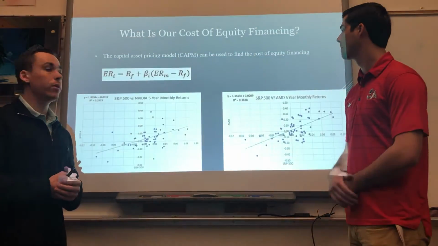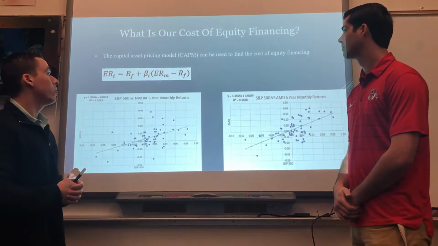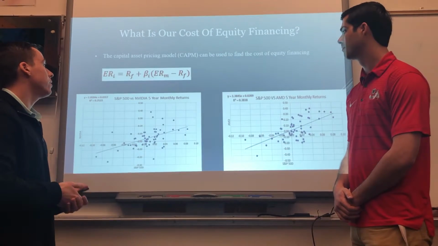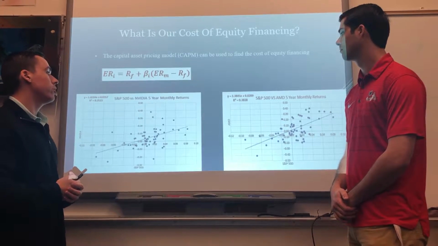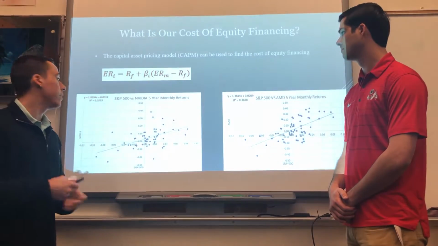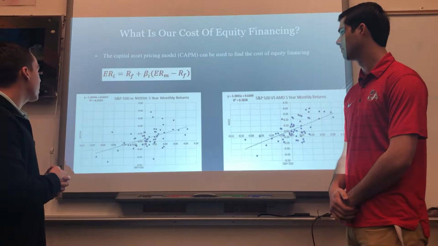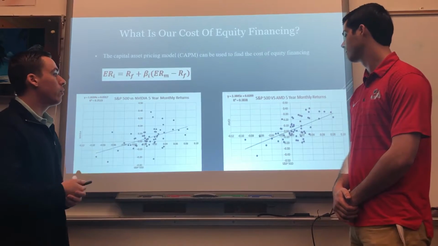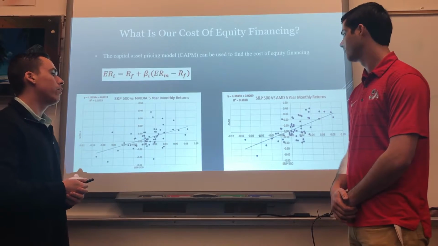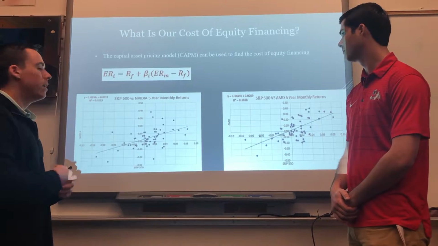What is our cost of equity financing? The capital asset pricing model can be used to find the cost of equity financing, which is here above. And we also ran a 5-year monthly return regression versus the S&P 500 to find our beta. For NVIDIA, our beta came out to 1.8394, and our beta for AMD came out to 3.3845, which is a riskier and higher beta than NVIDIA.